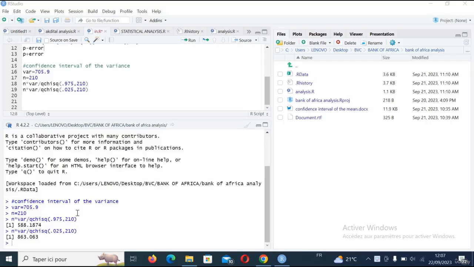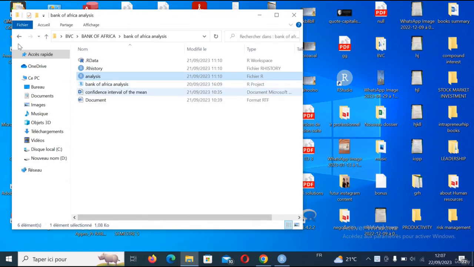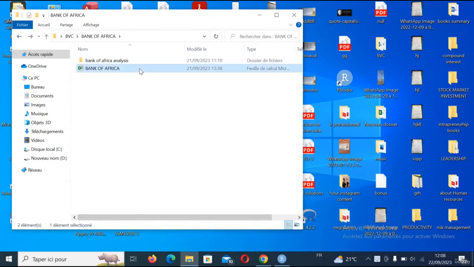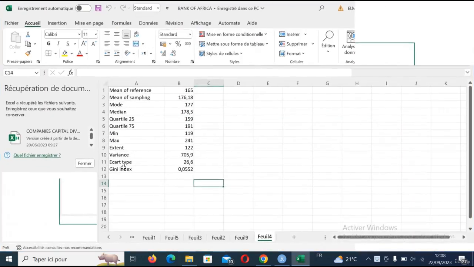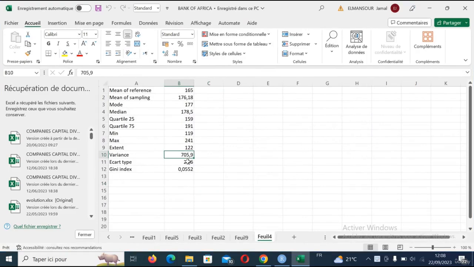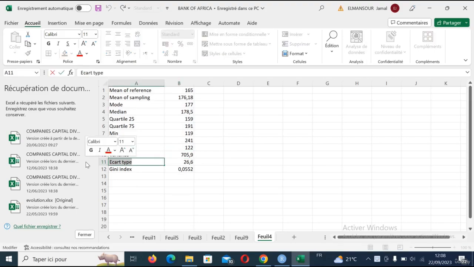Now we're gonna move on to the confidence intervals of standard deviation. It's a very easy one to understand. We already calculated this when we did the descriptive statistics calculations. This is the variance, and we already calculated the confidence interval of it. The standard deviation here, sorry, I erased it again, is 26.6.